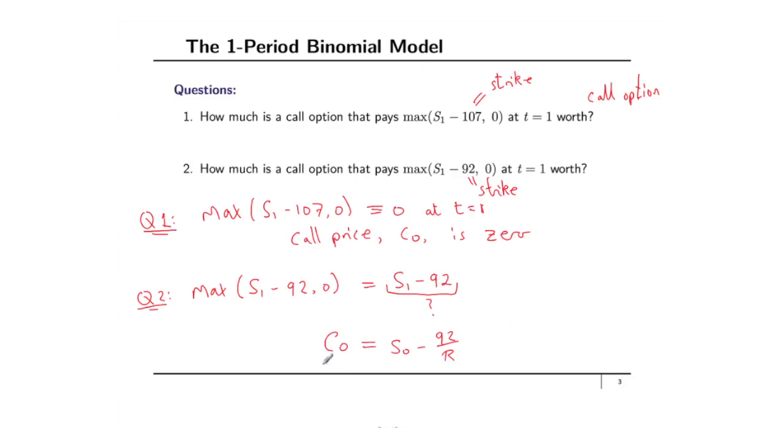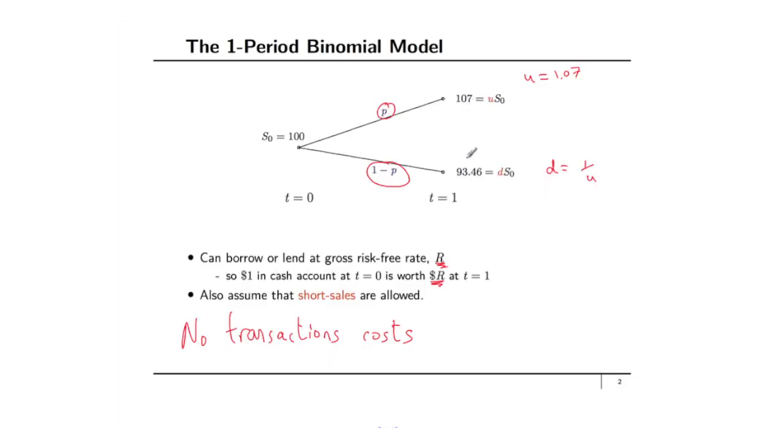Okay, so that was two simple questions that we could answer. But what happens if the strike lies in between 107 and 93.46?